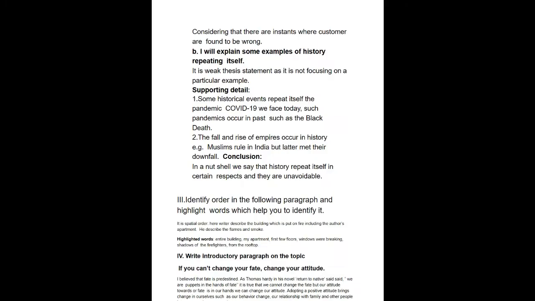The second statement is "I'll explain some examples of history repeating itself." You have to do the same with this. And the third one is: identify the order in the following paragraphs and highlight the words which help you identify it. A paragraph is given there and you have to identify which order is found there.